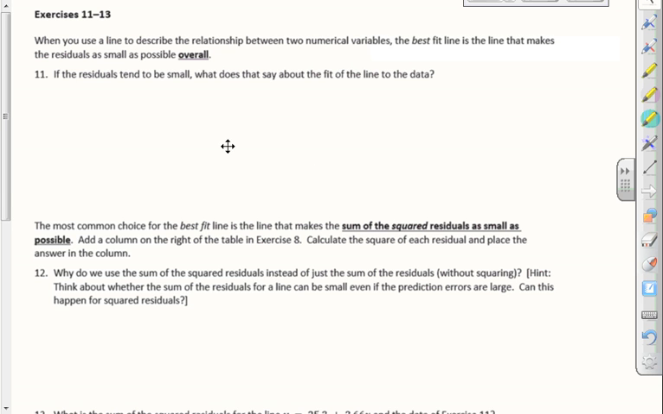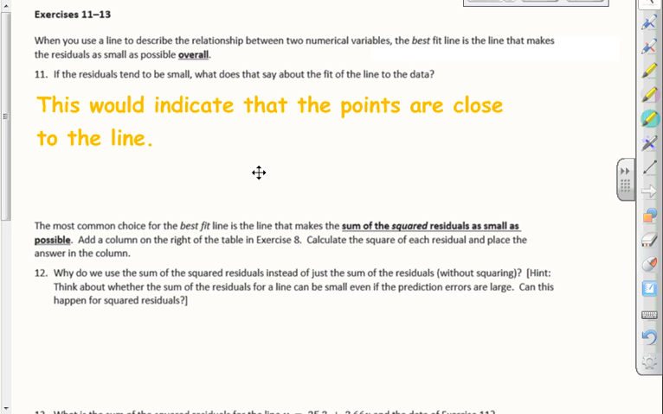So when we use a line to describe the relationship between the two variables, the best fit line is the one that makes the residuals as small as possible overall. So if the residuals tend to be small, what does this say about the fit of the line to the data? Well, naturally, if the residuals are small, then the points are close to the line. As we saw on those graphs, the blue line, the points were quite close. On the black line, the points were quite far.